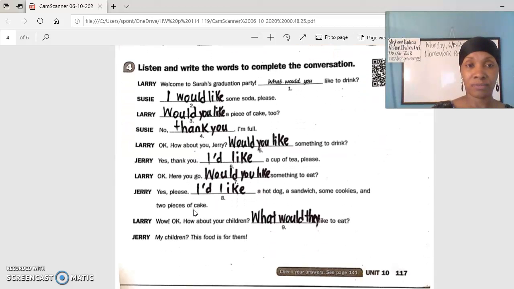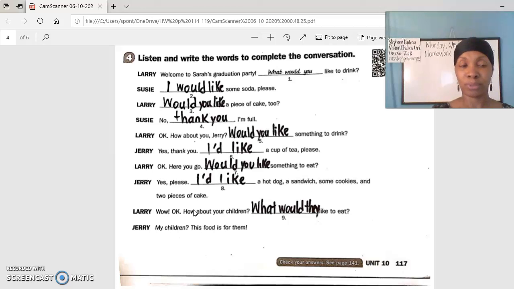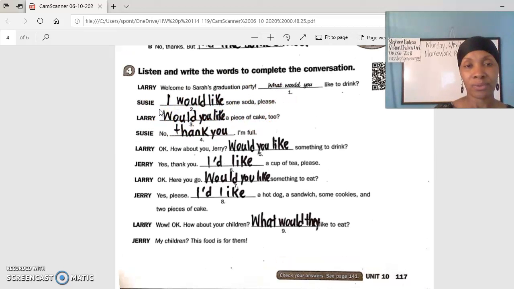All right, exercise 4. Listen and write the words to complete the sentences. Welcome to Sarah's graduation party. What would you like to drink? I'd like some soda, please. Would you like a piece of cake too? No, thank you. I'm full. Okay, how about you, Jerry? Would you like something to drink? Yes, thank you. I'd like a cup of tea, please.